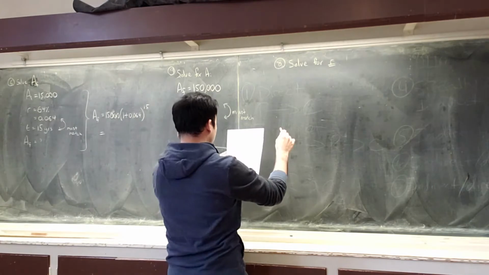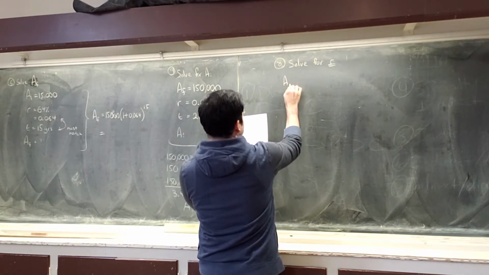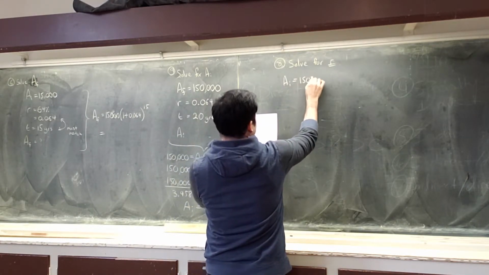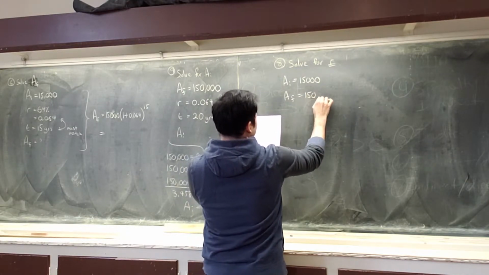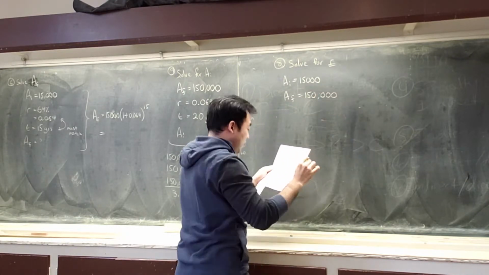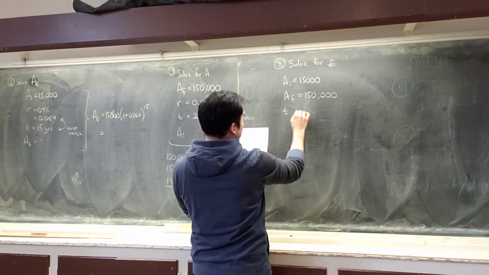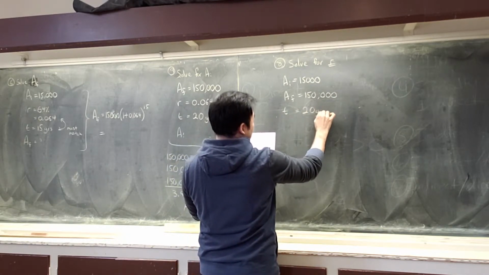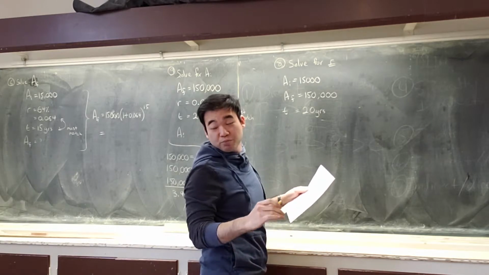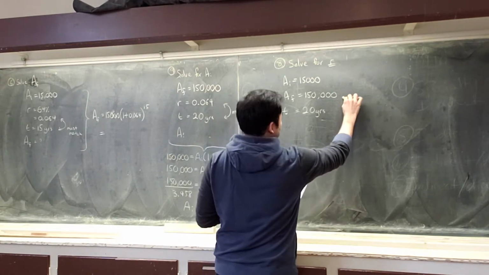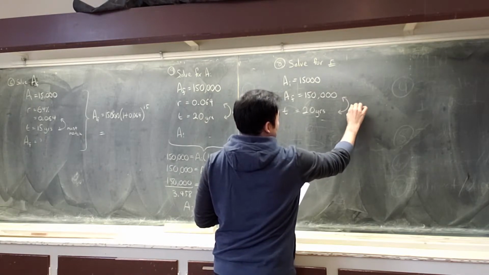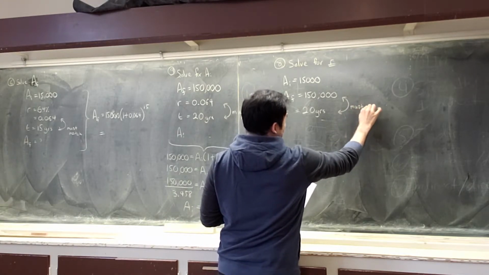We have the question stating that my initial value was 15,000. My final value is 150,000. In other words, after 20 years, I multiply my money by 10. It's 10 times. 20 years. Must match.